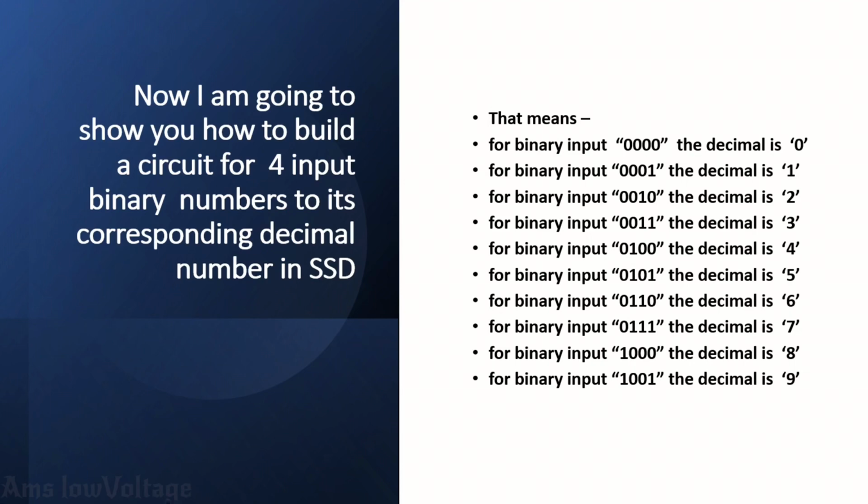Now I'm going to show you how to build a circuit that converts 4-input binary numbers to their corresponding decimal numbers in the SSD. That means for binary input 0000, the decimal will be 0. When we input 0000, the shape on the 7-segment display will be 0, and accordingly from 0000 to 1001, those are our target inputs, and the output will be the decimal numbers from 0 to 9.